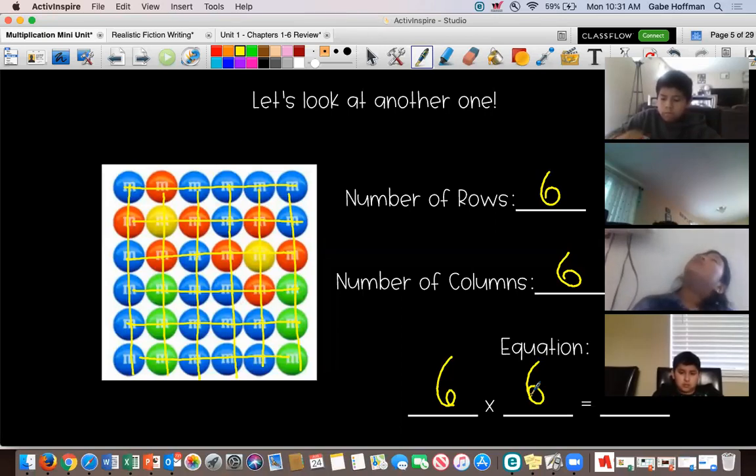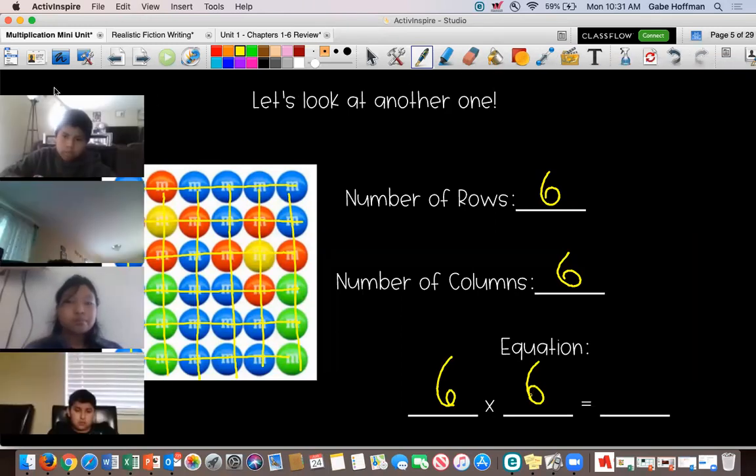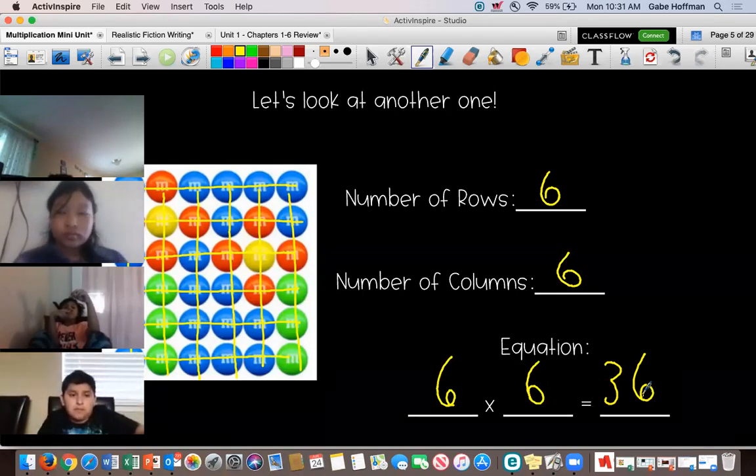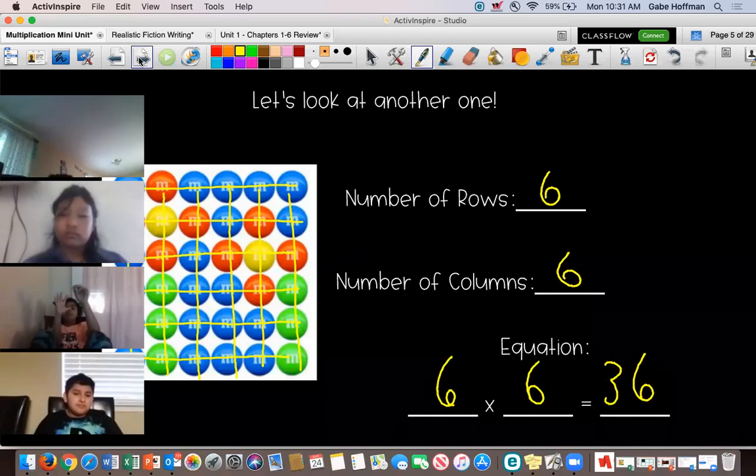Does anybody know the answer to 6 times 6? Henry, what is it? 36. 36, very good, sir. So we have that 6 times 6 equals 36 is represented right here. I'm not going to count them all, but if I counted every single M&M, there would be 36 M&Ms sitting there, right? But we don't need to count all of them. We already know that one.